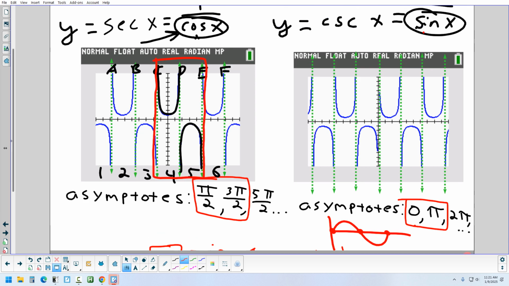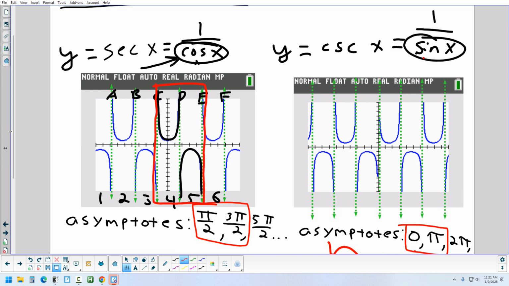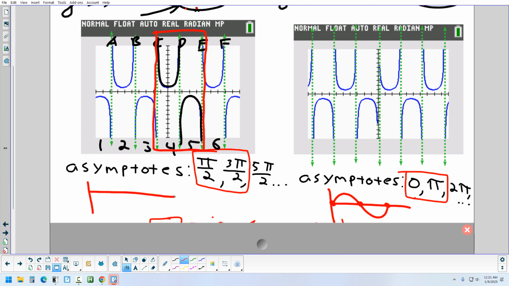For secant, you would look where cosine crosses the x-axis. Everywhere that cosine crosses the x-axis, that's where you're going to get a 0. And if you try to divide by 0, that's where you get a vertical asymptote. So let's think of cosine: pi over 2, 3 pi over 2, 5 pi over 2, 7 pi over 2. That's where cosine crosses the x-axis, and that's where all your asymptotes are for the graph on the left.